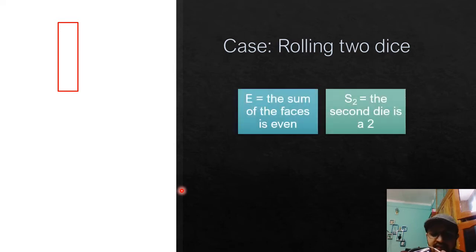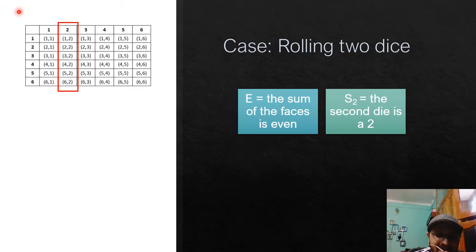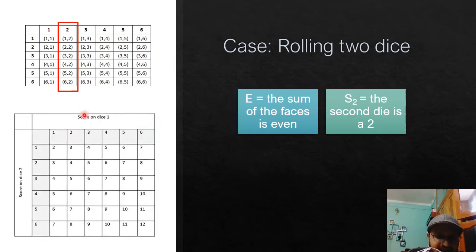So let's discuss one more example to understand the concept of conditional probability better. Here we define two events. First is the event when the sum of the faces on the two dice is even, and the second event is when the second die shows a 2. This diagram here shows the different possibilities, that is all our cases, the sample space basically. And this diagram here shows the possible cases, that is, it sums up the numbers on the two dice.